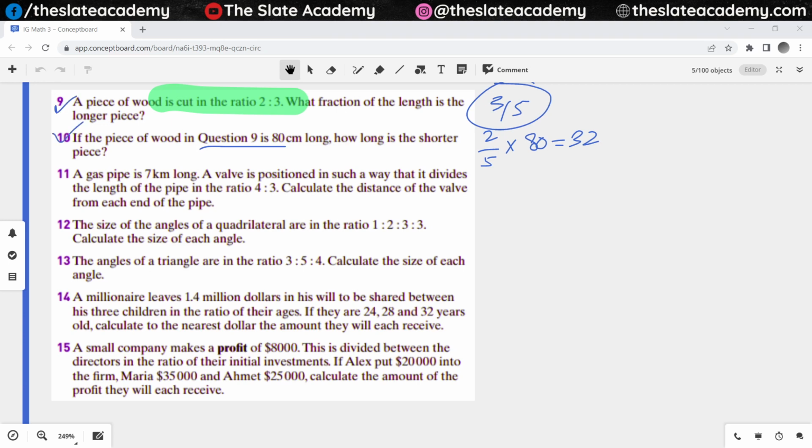Question 11. A gas pipe is 7 km long. A valve is positioned in such a way that it divides the length of. Yes, please go ahead. Quickly, quickly. You have just 2 minutes to solve question number 11. I need the answer in 2 minutes, please. You use the concepts of ratios that we have used thus far. Ms. Anam, how do we attempt it?